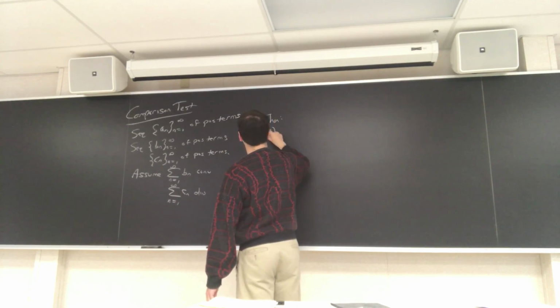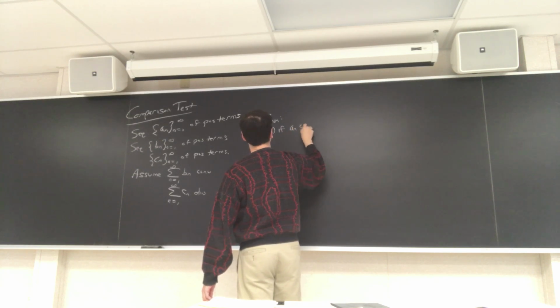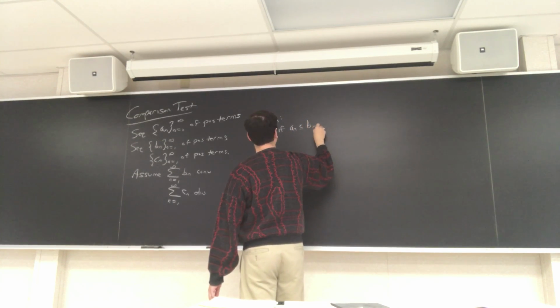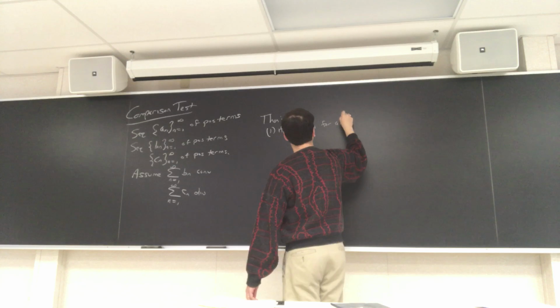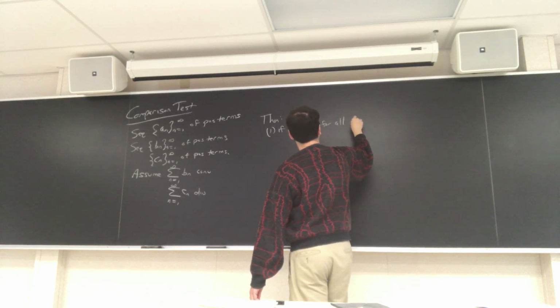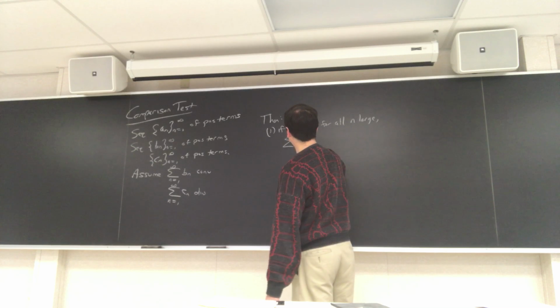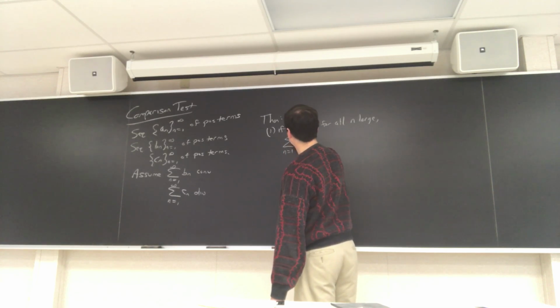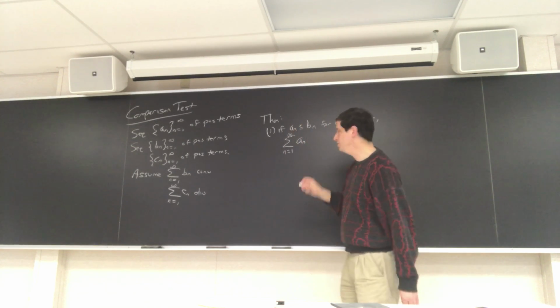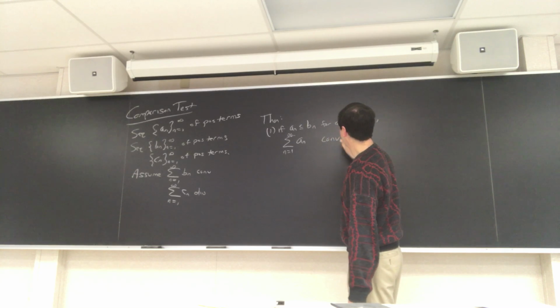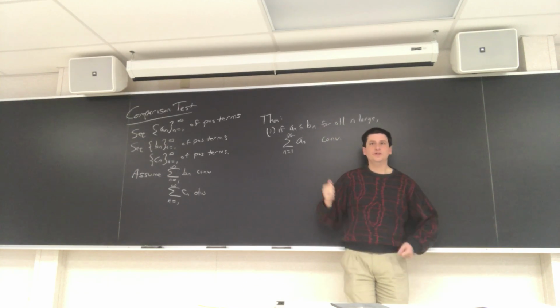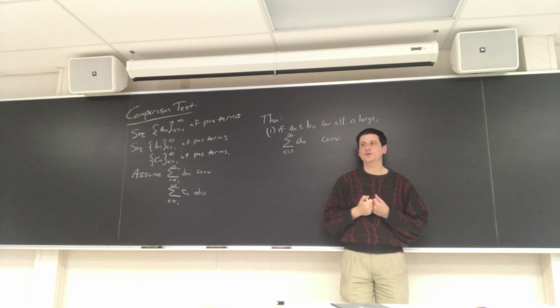Then the following. 1. If an is less than or equal to bn for all n large, what must be true about the sum of an? It must converge. Why do I say for all n large? Why don't I say it has to hold for all n?